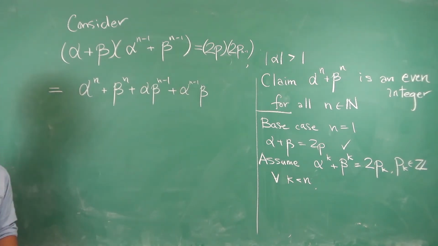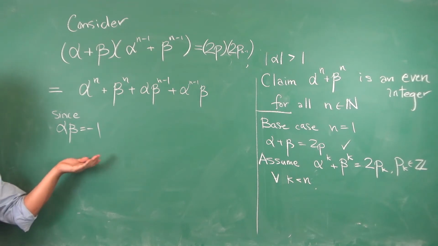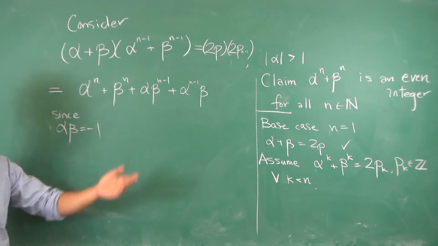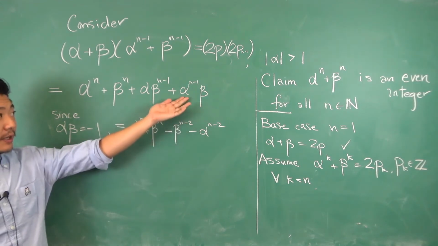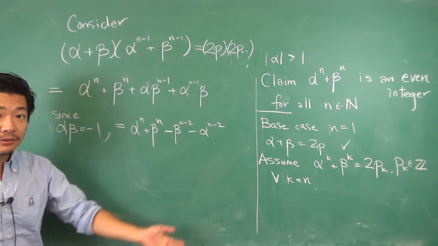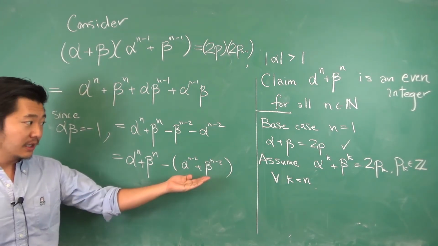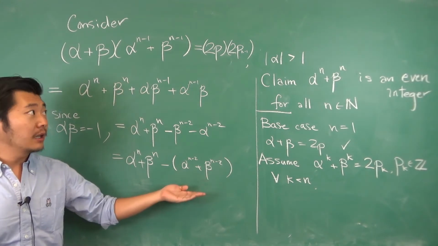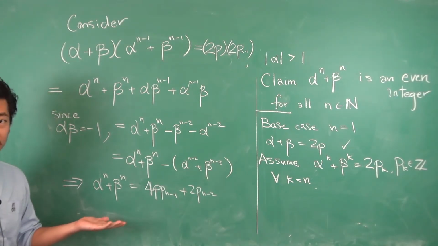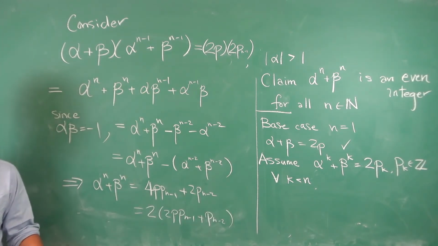And now recall that since alpha times beta is negative 1, we can use one of the factors here to change this into beta to the n minus 2 and this into alpha to the n minus 2, so that we get this expression. Now we know by the inductive hypothesis again that this is another even integer, the sum of two even integers, which of course is an even integer. So this takes care of the first part of the question.